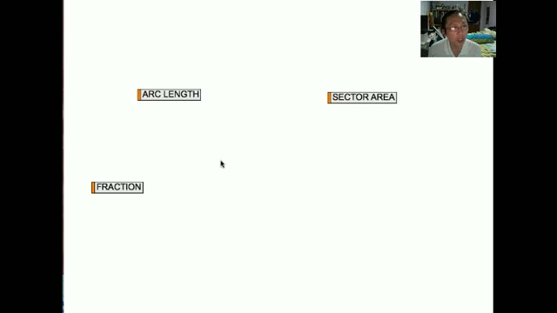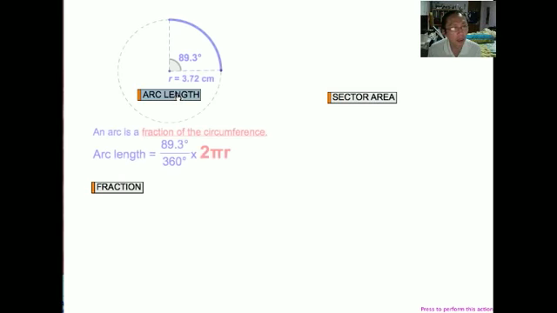We begin by looking at the arc length. The arc length is simply a fraction of the circumference of a circle. The circumference of a circle is 2 pi r, and an arc is a fraction formed by using the angle out of 360 times the circumference of a circle.